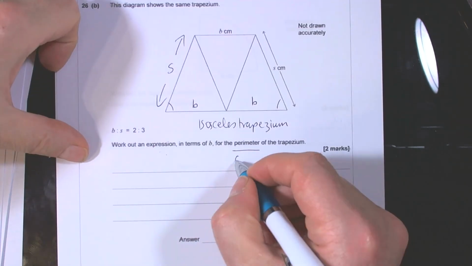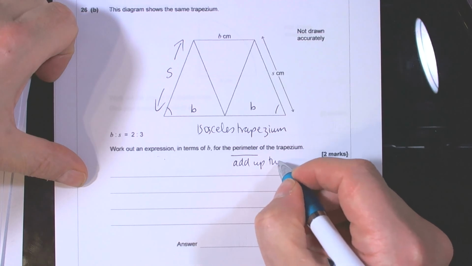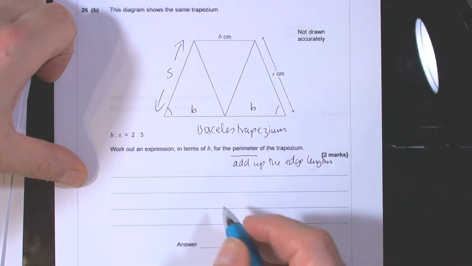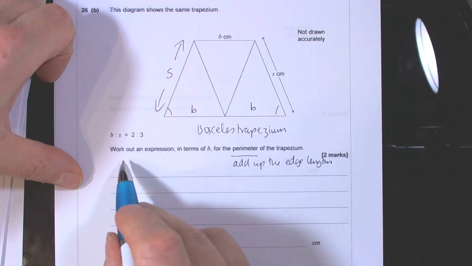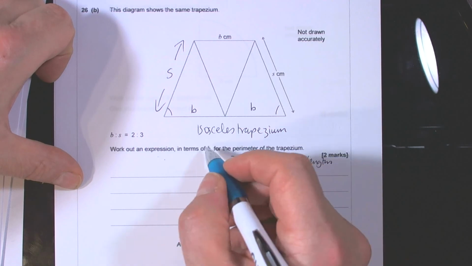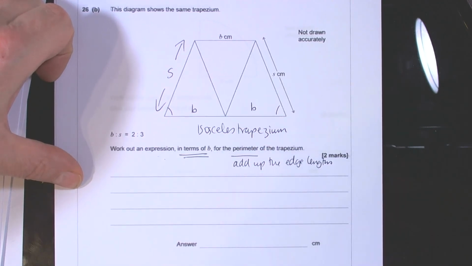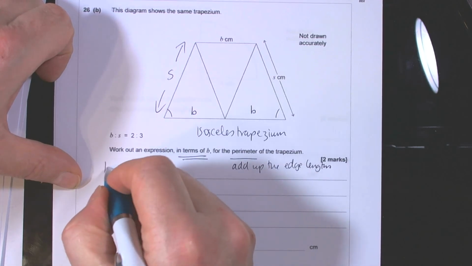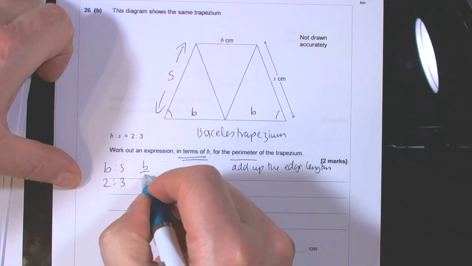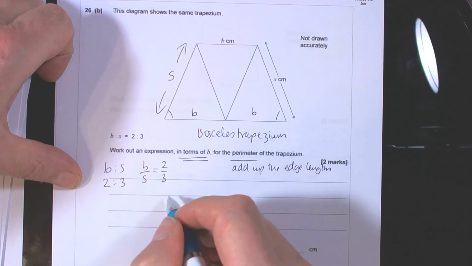Perimeter means add up all the lengths around the outside. Not necessarily outside, it's just the edge lengths you've got to add together. So we know that b to s is 2 to 3. We want the answer in terms of b only. So b to s is 2 to 3, so that means b over s is equal to 2 over 3.